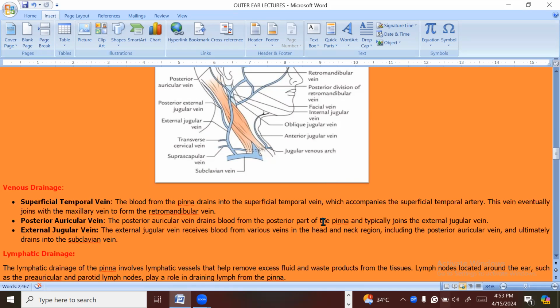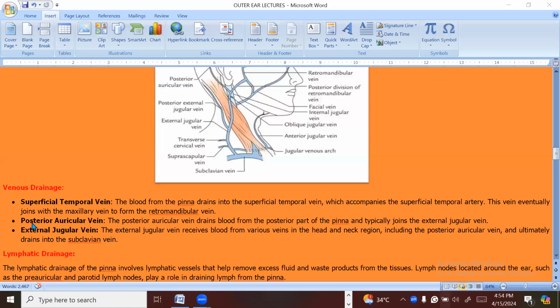Now, the venous drainage is through the superficial temporal vein and the posterior auricular vein. So the superficial temporal vein, posterior auricular vein, and external jugular vein are the major drainage system for the pinna.